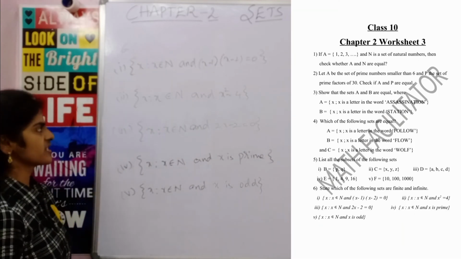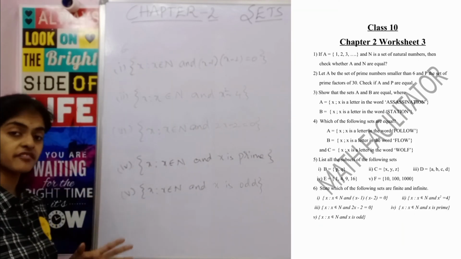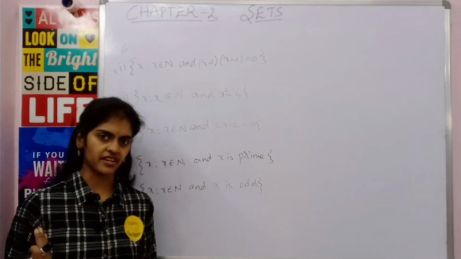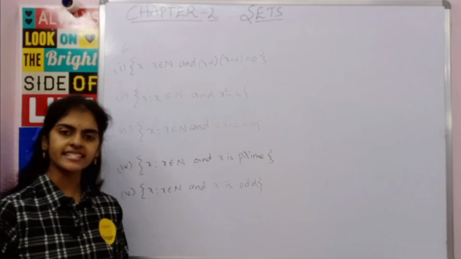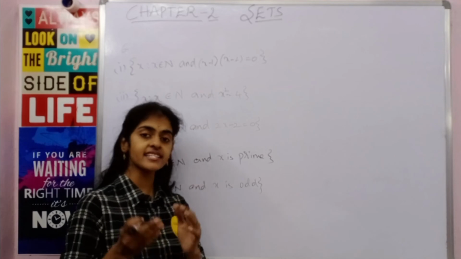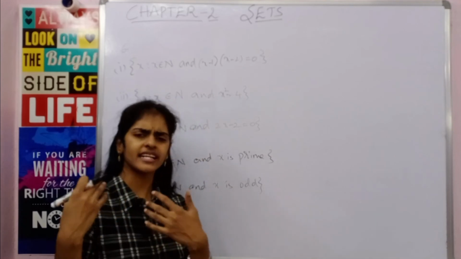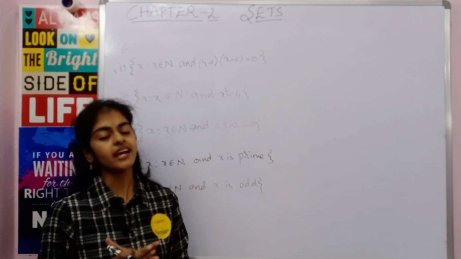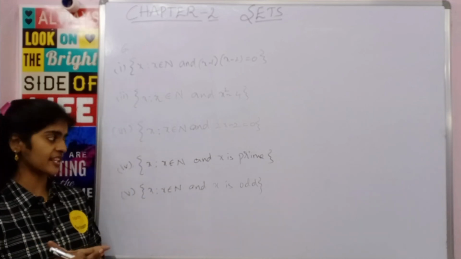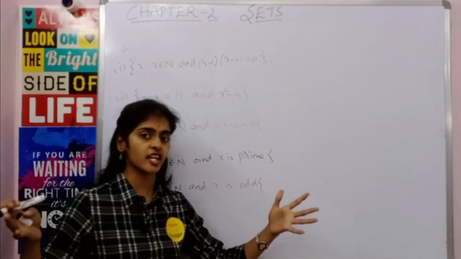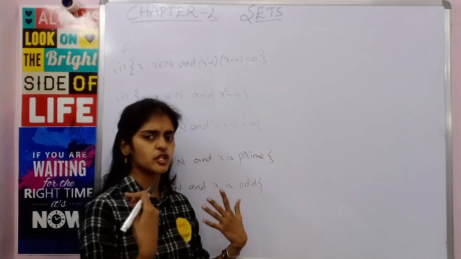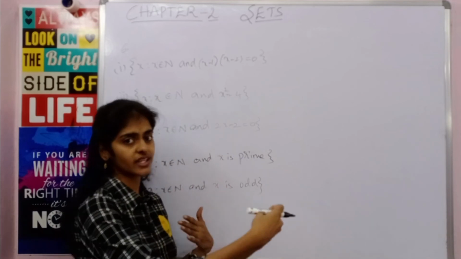Moving on to the next question. These are the different sets, and you have to find which are finite and infinite. Yes, so we have learned that a finite set is nothing but a set which has a limited number of elements, where you can list them, where you can count them. Okay, an infinite set is nothing but a set where you have an infinite number of elements, many elements which you cannot list. There is no end to the list of the elements.